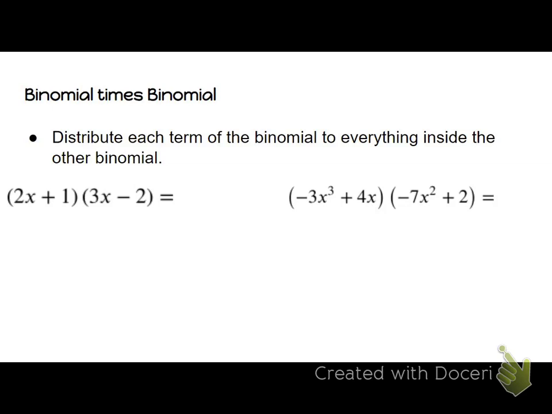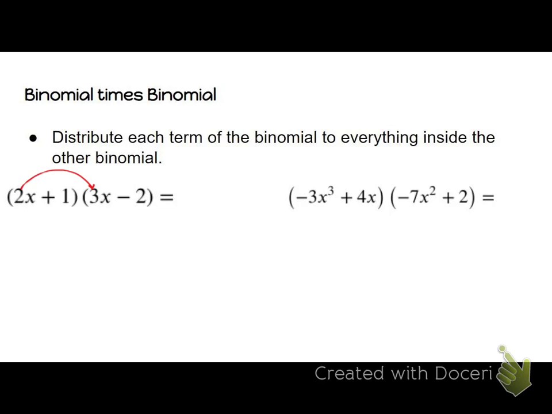Okay. Binomial times binomial. So now I'm throwing a little bit more at you here. Distribute each term of the binomial to everything inside the other binomial. This is where I would recommend using 2 colors. So I'm going to take this binomial here, and distribute it to this binomial. I'm going to grab my red pen, and I'm going to do that by first focusing on the first term.